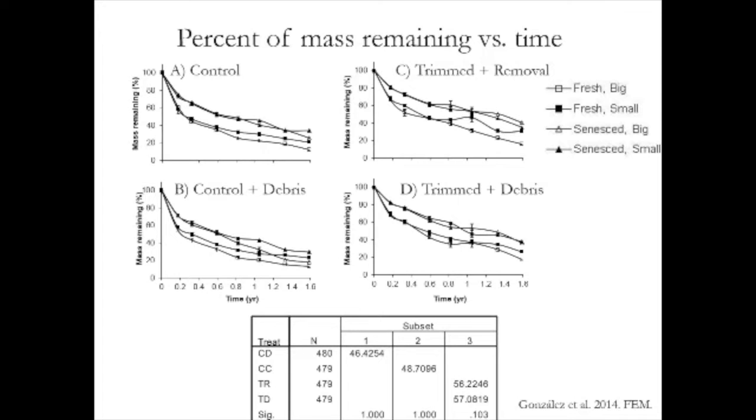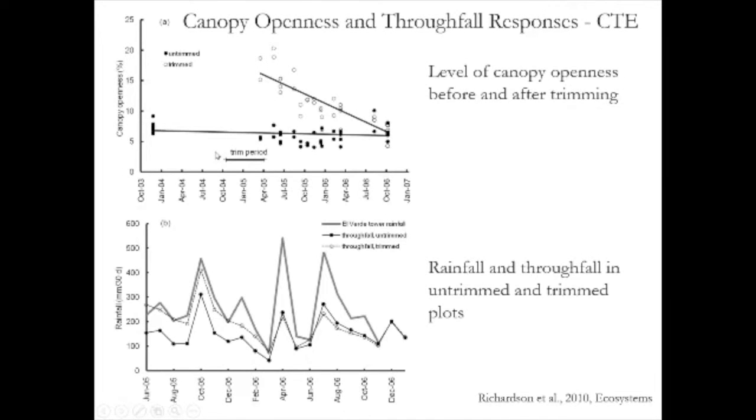And how do we explain these results? If we look at abiotic factors, we see that when we trim, we open the canopy, and the amount of rainfall that goes through the forest, the throughfall, increases in the system. You see these open circles where the canopy opened. It's greater, and it takes about a year and a half for the canopy to start closing as compared to the untrimmed plot sites.